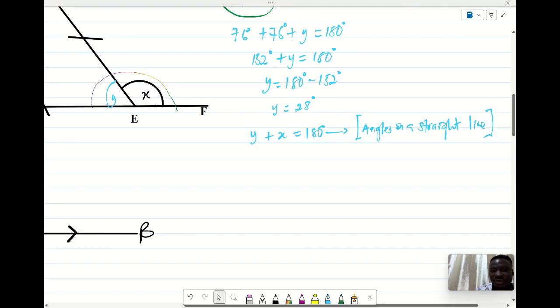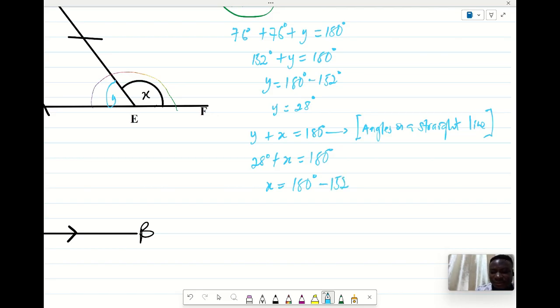And our Y is equal to 28 degrees. So we say that 28 degrees plus X is equal to 180 degrees. X is therefore equal to 180 minus 28 degrees. Therefore, X is going to be equal to 152 degrees. This is one way of doing it.